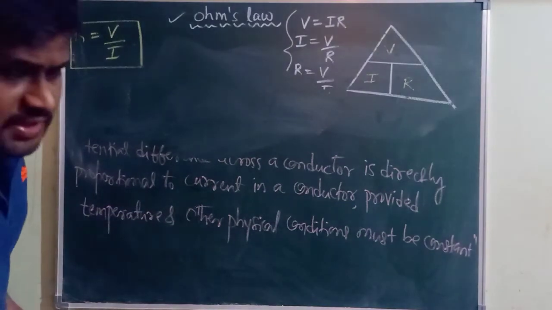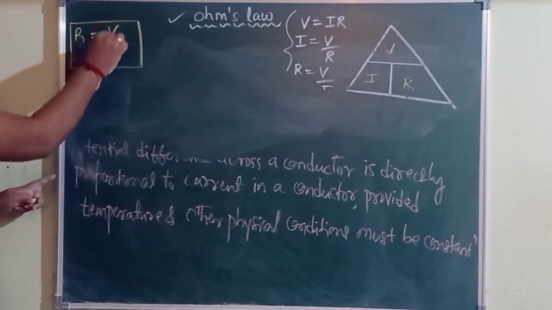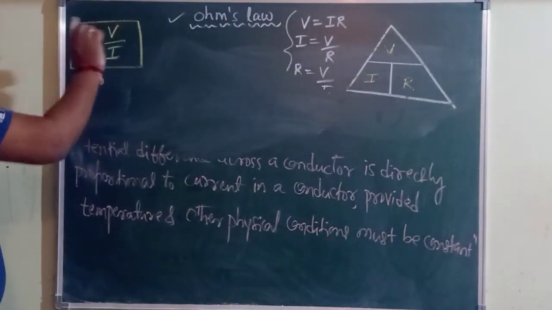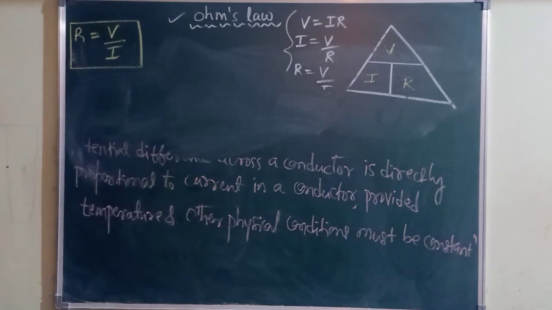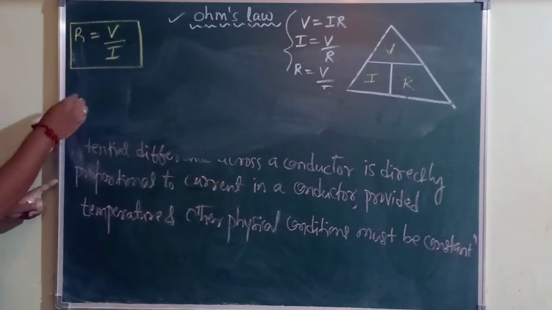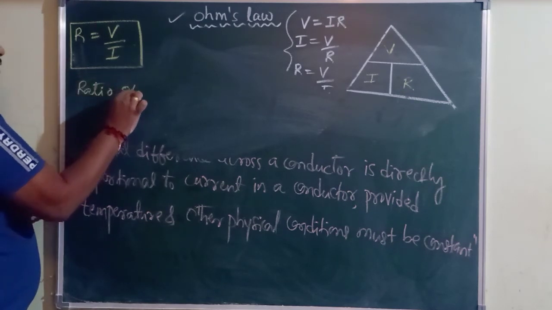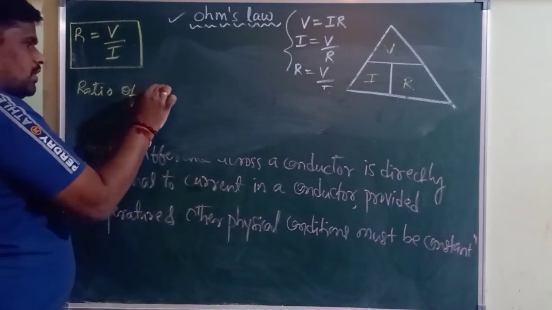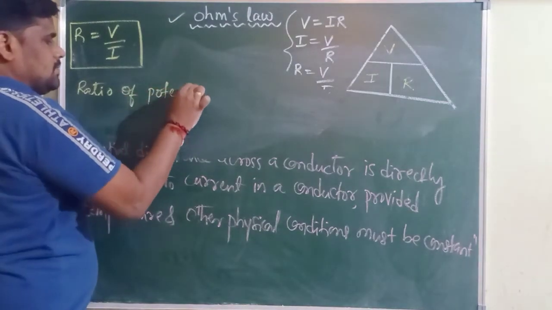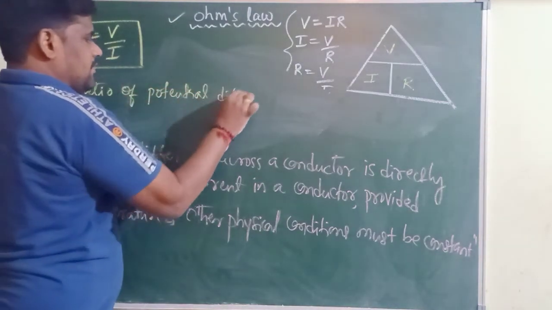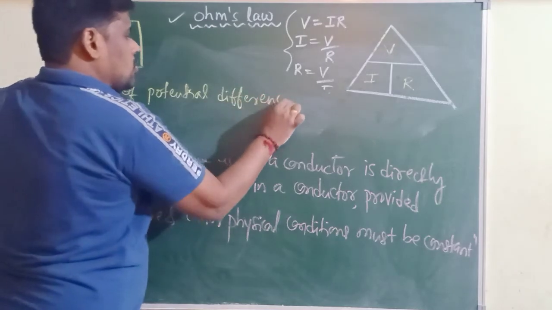Resistance can be mathematically written as V by I. What is V? Potential difference. What is I? Current. Therefore, what is resistance? Resistance is a ratio of what? Potential difference. Potential difference across a conductor.